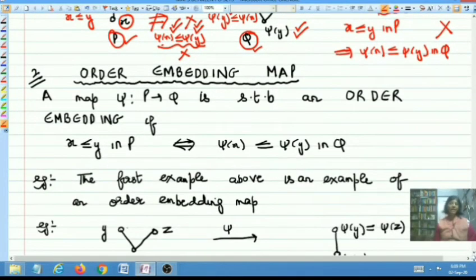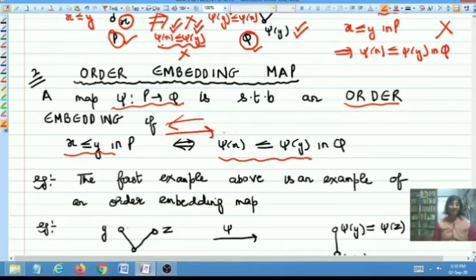Now coming to the second map, which is an order embedding map. A map psi mapping from P to Q is said to be an order embedding if not only this way implication holds, which means that if the elements are related in P, their images should be related in the same way, but the opposite should also be true, which means that if the images are related in Q, then the elements should also be related in P. So both way implication should hold. If both way implication holds, then the map is said to be an order embedding map.